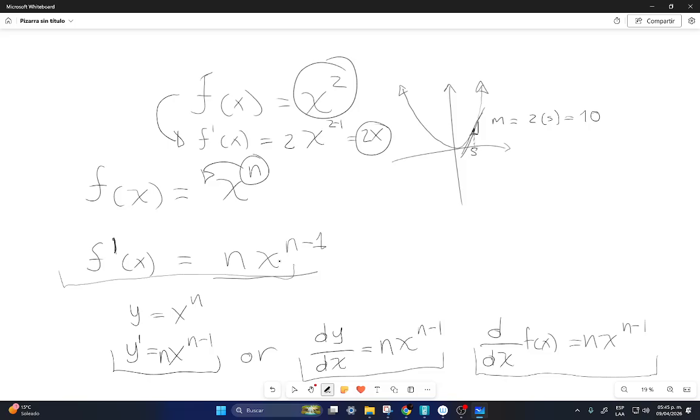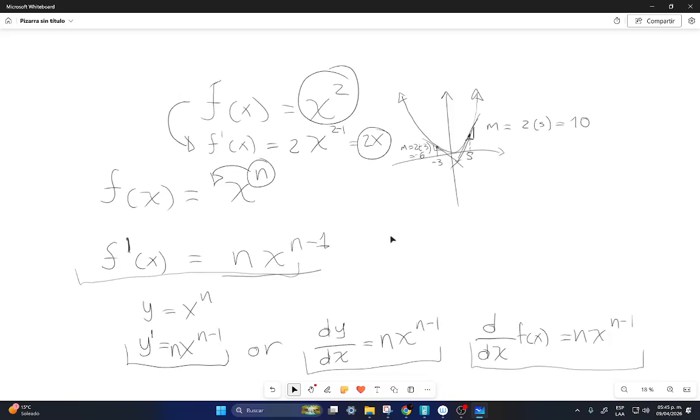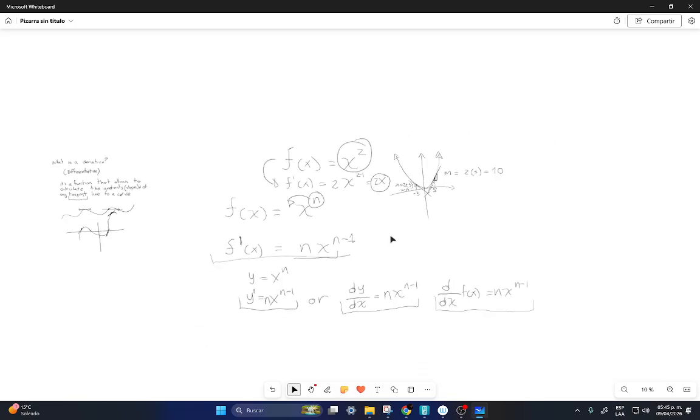But for example, if I want to calculate it when x is negative 3, remember, here's a tangent line, and the gradient of this line would be 2 times negative 3, sorry for the handwriting, which is negative 6. That's it. So what happens when we have longer functions?